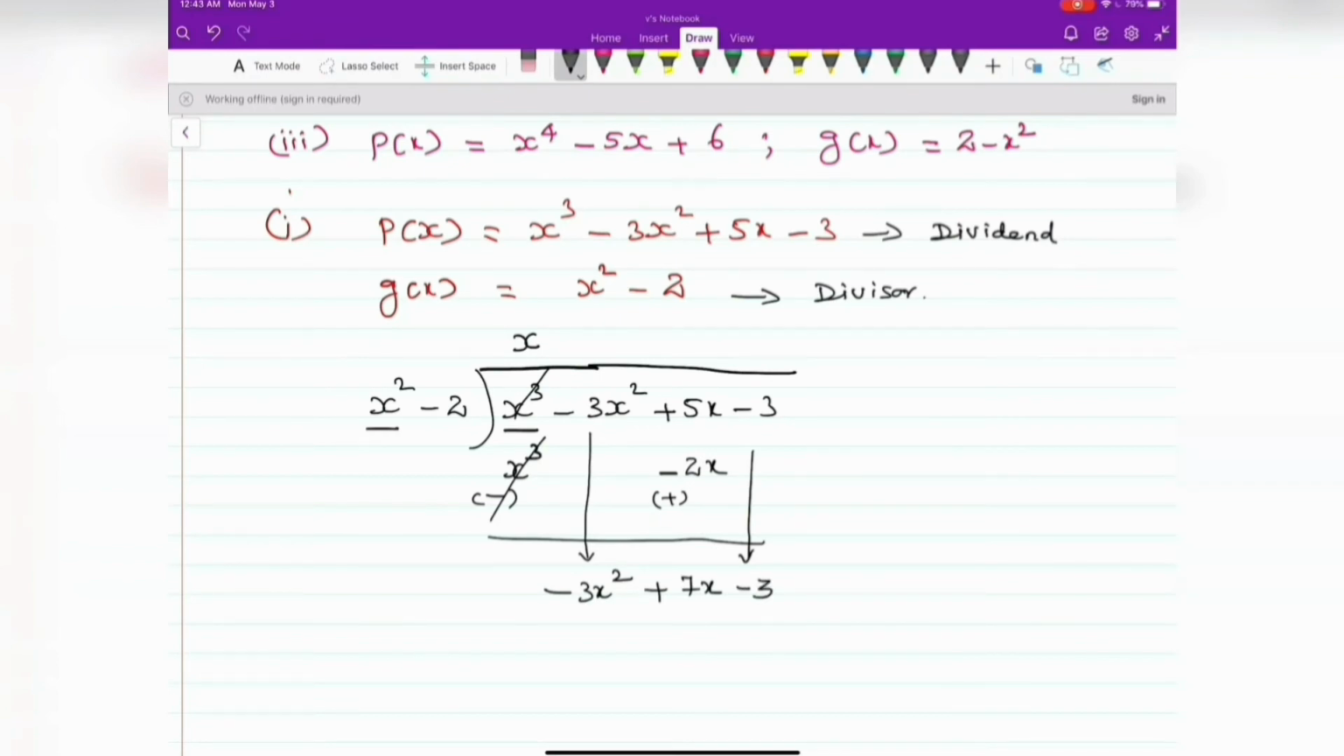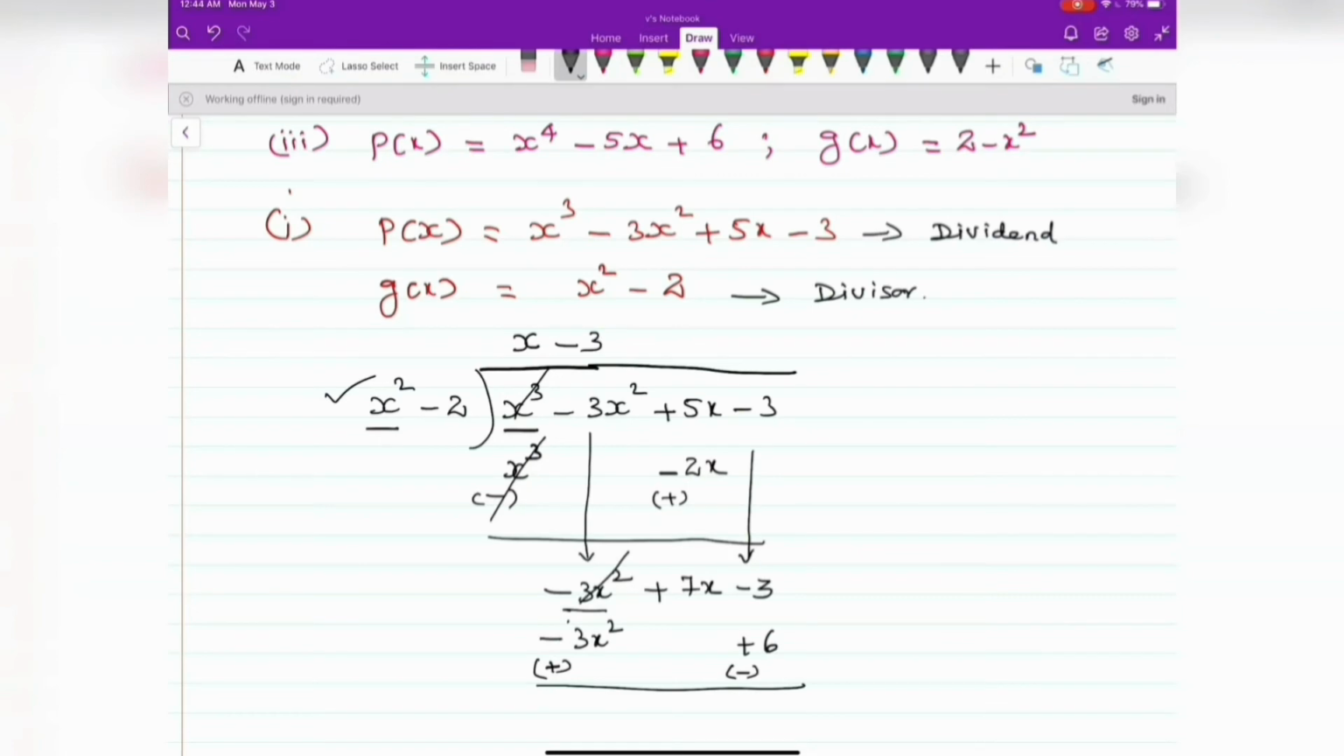Now, I need minus 3x square, but I am having here x square. So, let me multiply it by minus 3. So, I will be getting minus 3x square. Then I am having plus 6. So, let me write it over here. Plus 6. Now, what will happen? Minus 3x square will become plus, and plus 6 will become minus.